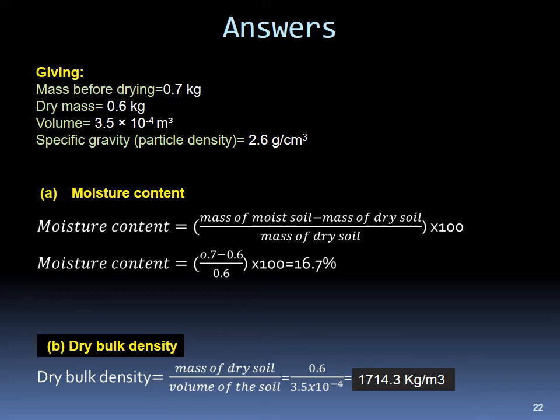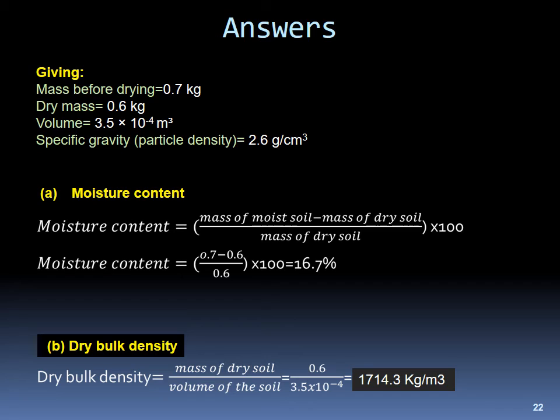Now, how do you calculate the moisture content? Very easy. You use the following equation. Moisture content is basically the mass of the moist soil minus the dry soil over the dry soil. You put everything in and you get it easily, 16.7%. Now to calculate the dry bulk density, you just need the dry mass over the volume of the soil, and it is given. So it's very easy. You just put 0.6 divided by 3.5 times 10 to the minus 4, and that would give you this value.